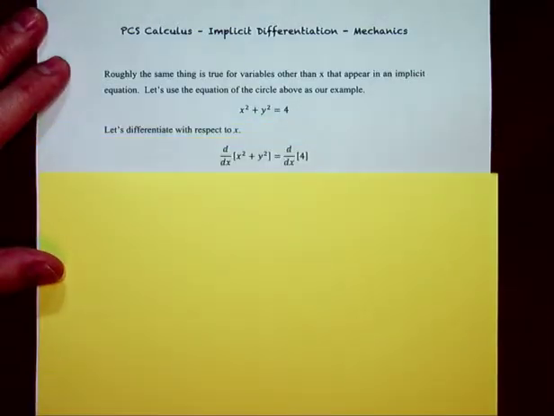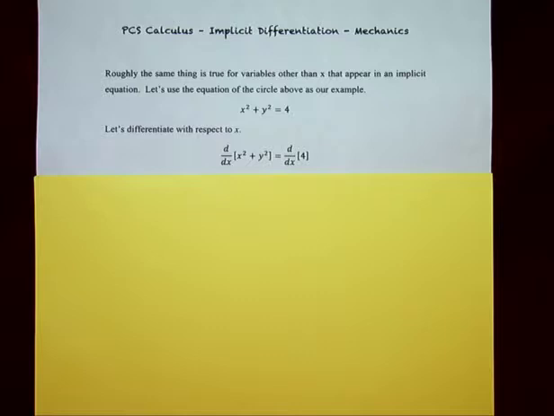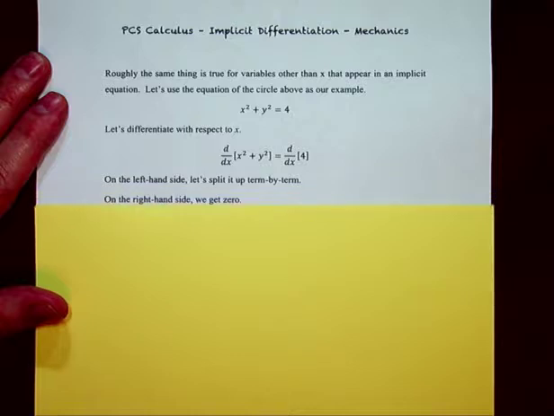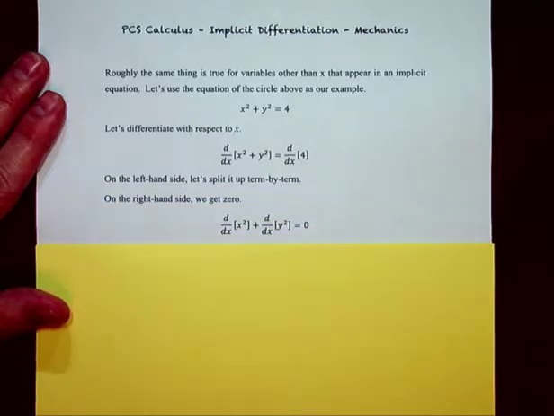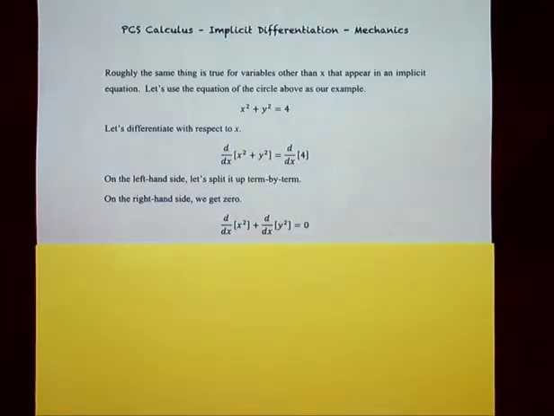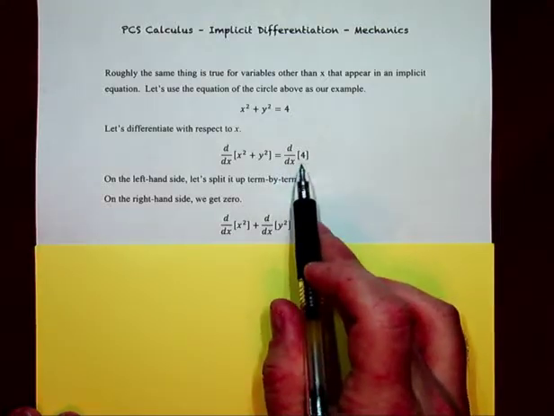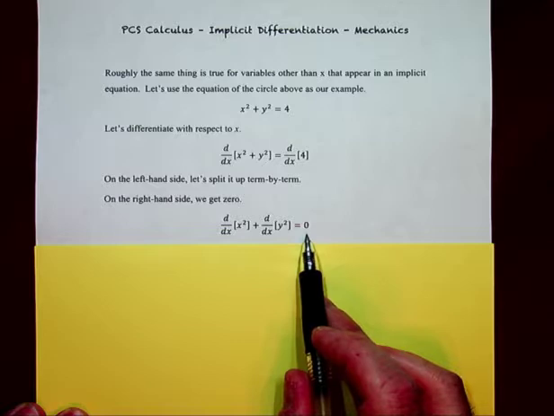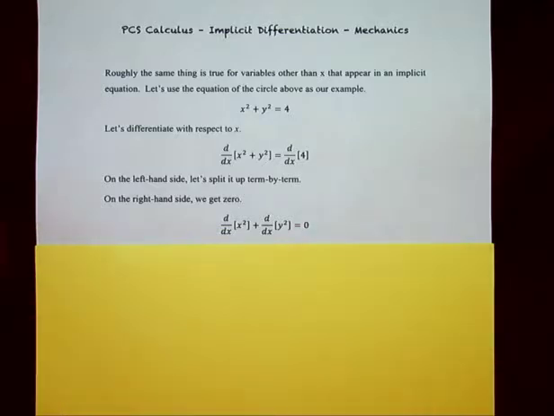And so when we differentiate it with respect to x, we can do it to both sides. Remember, differentiation is an operation, so what we do to one side, we have to do to the other. And of course, by rules of differentiation, we remember that we can split it up term by term on the left-hand side. Now, on the right-hand side, it's the derivative of a constant, and a constant changes not at all, hence why its derivative is always 0.